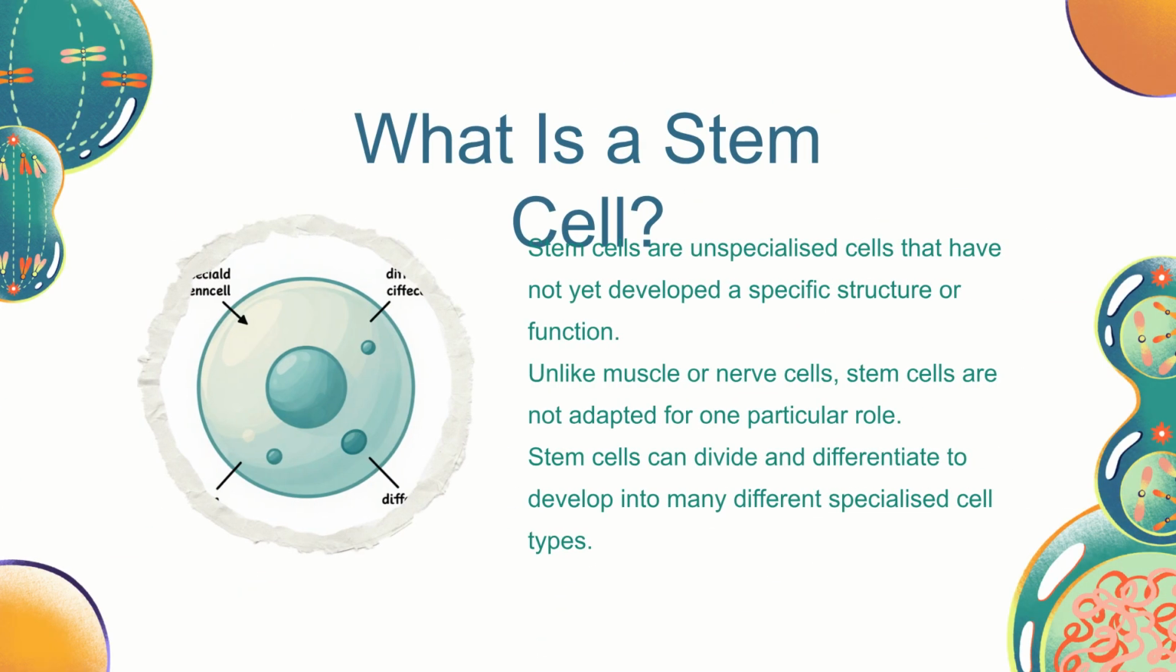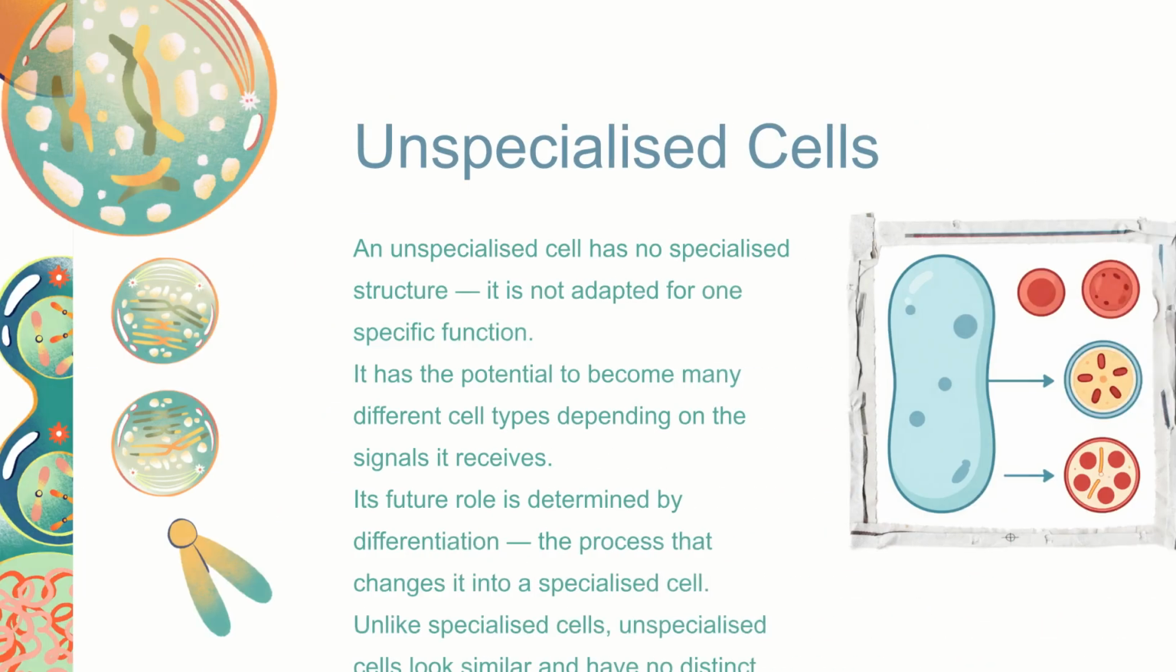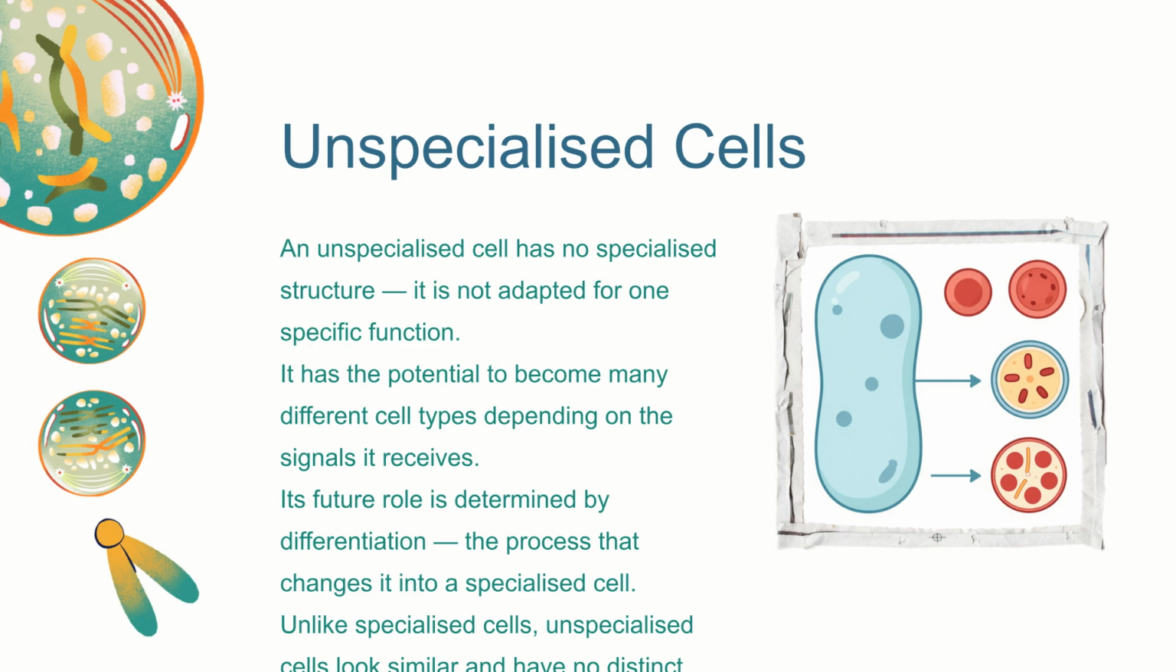Simply put, they are unspecialized cells that have not yet developed a specific structure or function. Unlike other cells, they can divide and differentiate into many types. Unspecialized cells lack the specific structures of mature cells. Their future role is determined by a process called differentiation, which transforms them into specialized cells as needed.